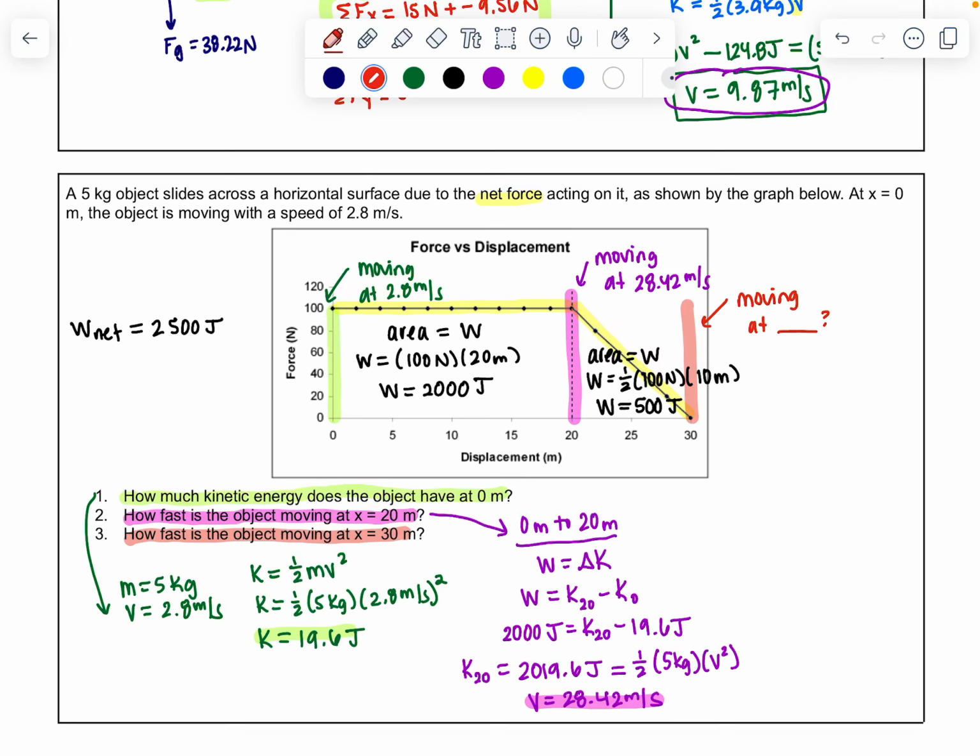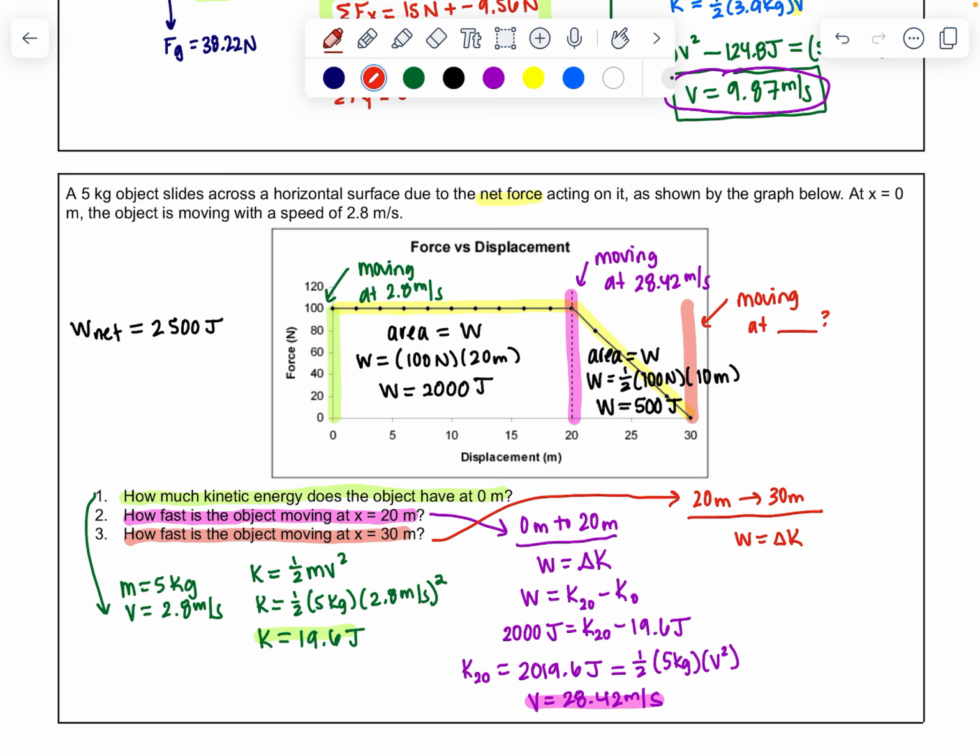All right, let's look at the final question here now: how fast is the object moving at x equals 30 meters? We're going to look at this starting at 20 meters and ending at 30 meters. So really just concerned with this final little section here, this triangle. Again, we use the work energy theorem to do this, which tells us the work that's done is equal to a change in kinetic energy.